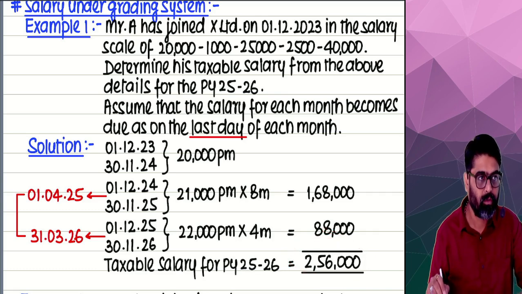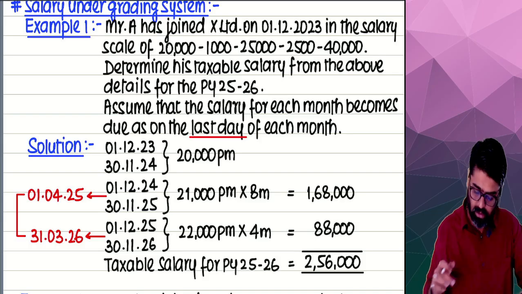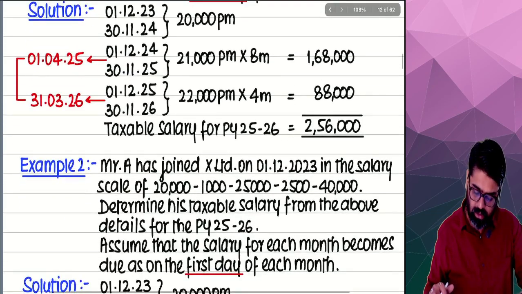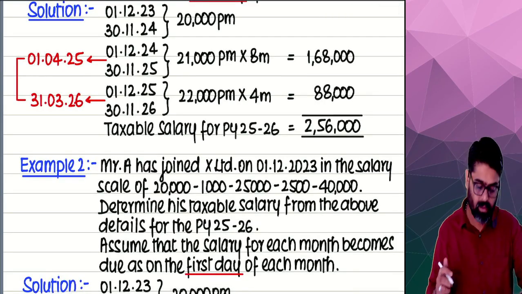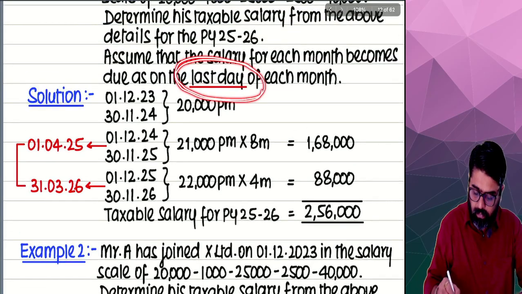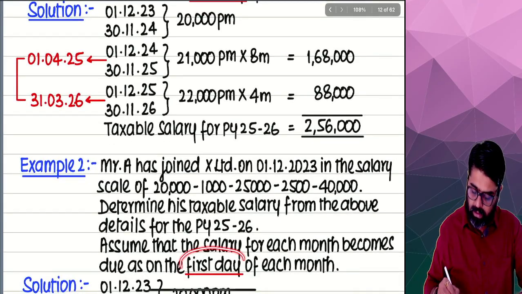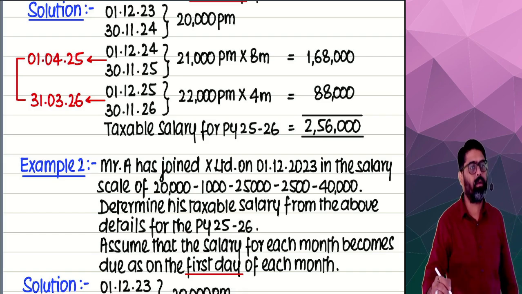Okay. Same question, different information. You got this answer, no? Everyone understood? Now, same question, little bit different information. What I have done, instead of salary becoming due on the last day, now I am saying, what if the salary is becoming due on the first day? Give me the answer. Come on, first.